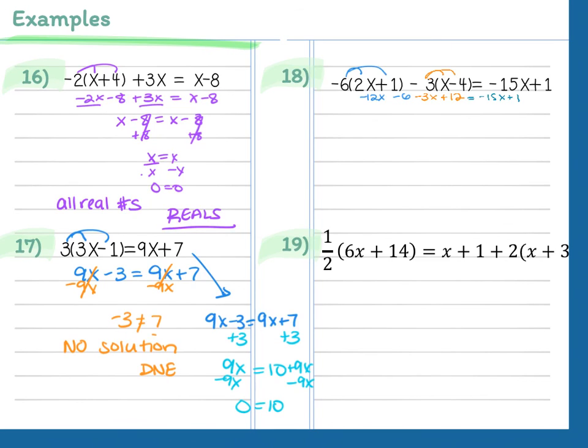Combine the like terms on the left-hand side. Negative 12x and negative 3x is negative 15x. Negative 6 and positive 12 is positive 6, equals negative 15x plus 1. Add the 15x. It cancels and cancels. 6 equals 1. That is not true. So I'm going to put DNE just to be consistent with what you have to do in the homework. Okay? Or no solution.